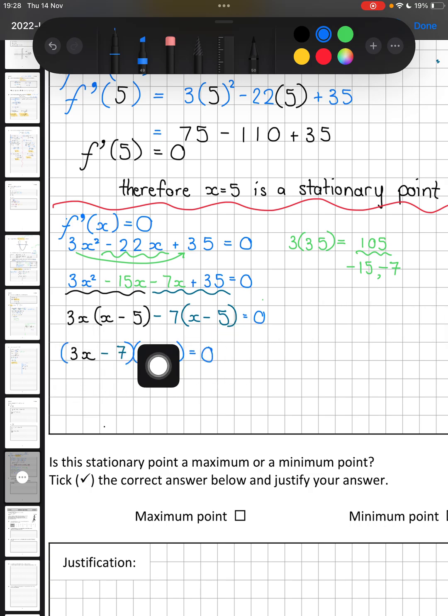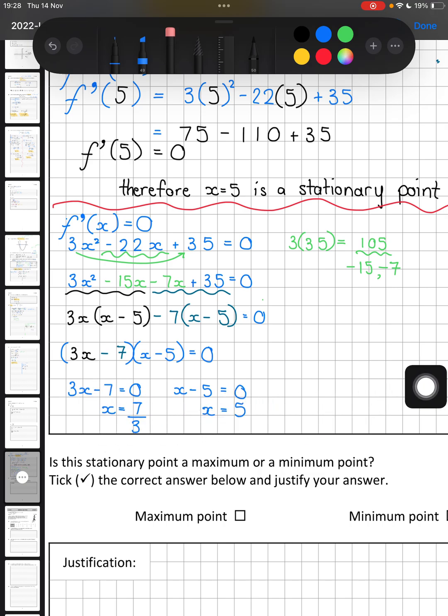Now I have two brackets that are multiplying together to give me 0. So I let each bracket equal to 0. I'm going to have 3x minus 7 is 0. And I'm going to have x minus 5 is 0. Here, if I want to solve for x, I have to add 7 to both sides. So I get 3x is 7. So x is 7 divided by 3. And here, to get x on a side by itself, I need to add 5 to both sides. So now I have my two values of x that are turning points.